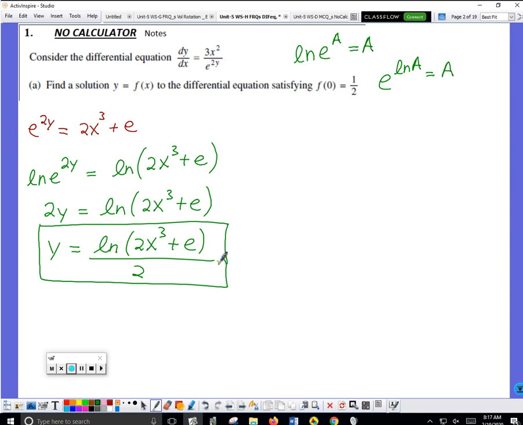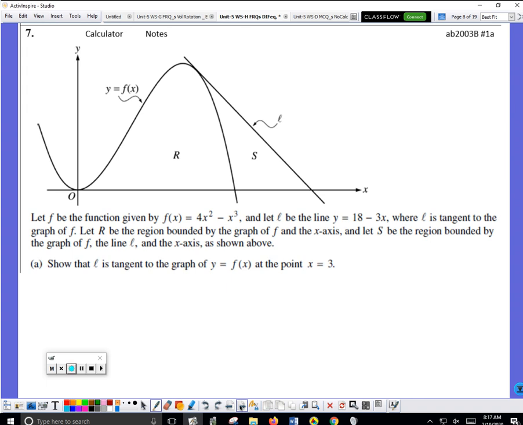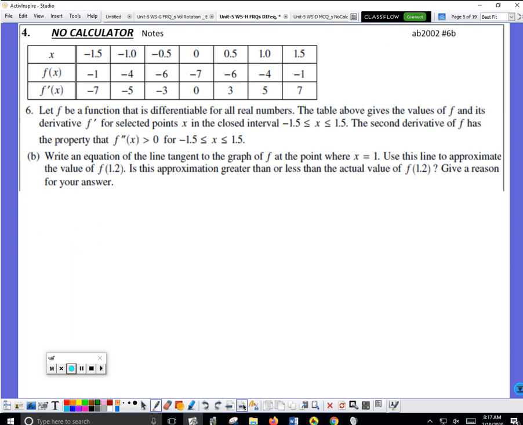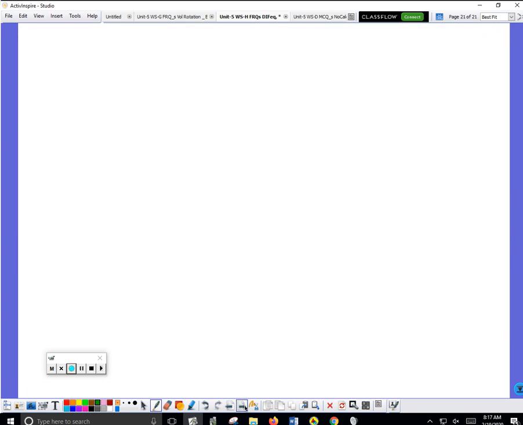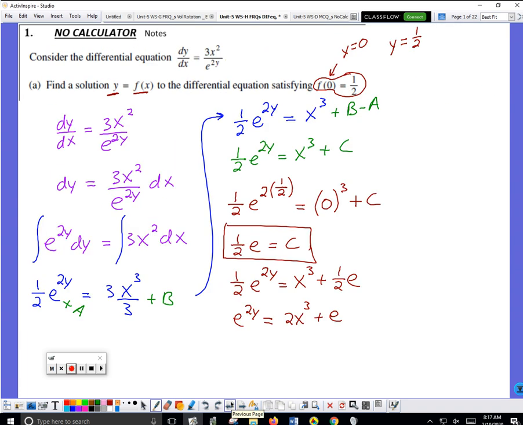You look in the back, I don't know if I copied over the answers. Yeah, I forgot to copy the answers. Hold on. If you look in the back of your packet, let me just copy those over real fast. Hold on.